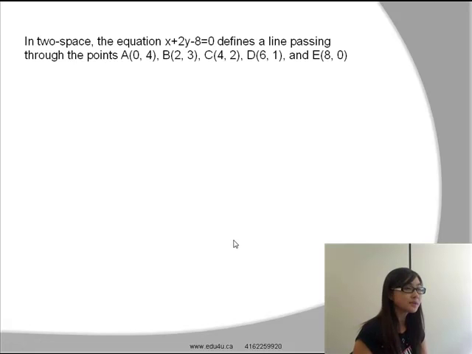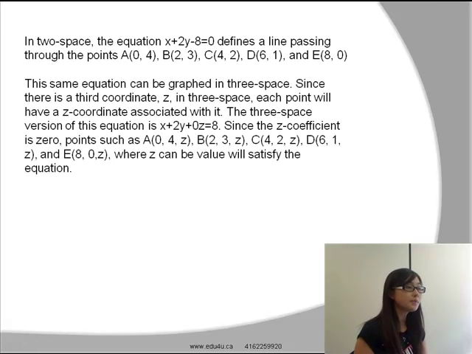Suppose we have the equation x plus 2y minus 8 equals 0, defined in a 2-space. This line will pass through several points including A, B, C, D, and E that's written on the slide. The same equation can be graphed in a 3-space. But in a 3-space, there will be a third coordinate, which is z. And each point will have a z coordinate associated with it. So instead of saying (0, 4) as a point that the line passes through, we say (0, 4, z), where z can be a value which will satisfy the equation.